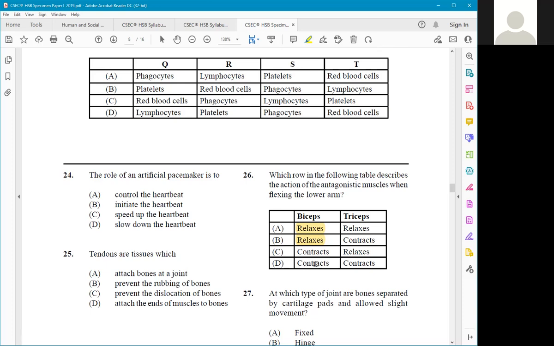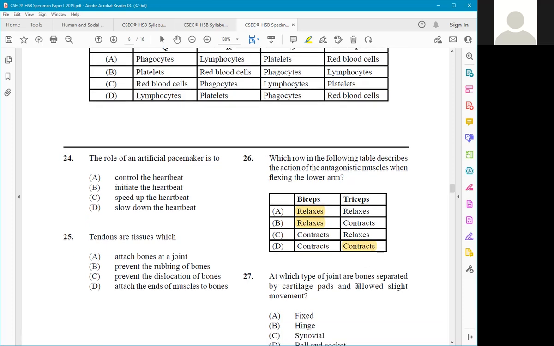D would be out because you can't have both biceps and triceps contracting at the same time if they're working antagonistically. That would be what might happen in a cramp. Antagonistic muscles pulling and trying to contract at the same time, which is painful. Correct answer is C. Let me see the time. I might stop at 30. I still want to touch something on reproduction first.